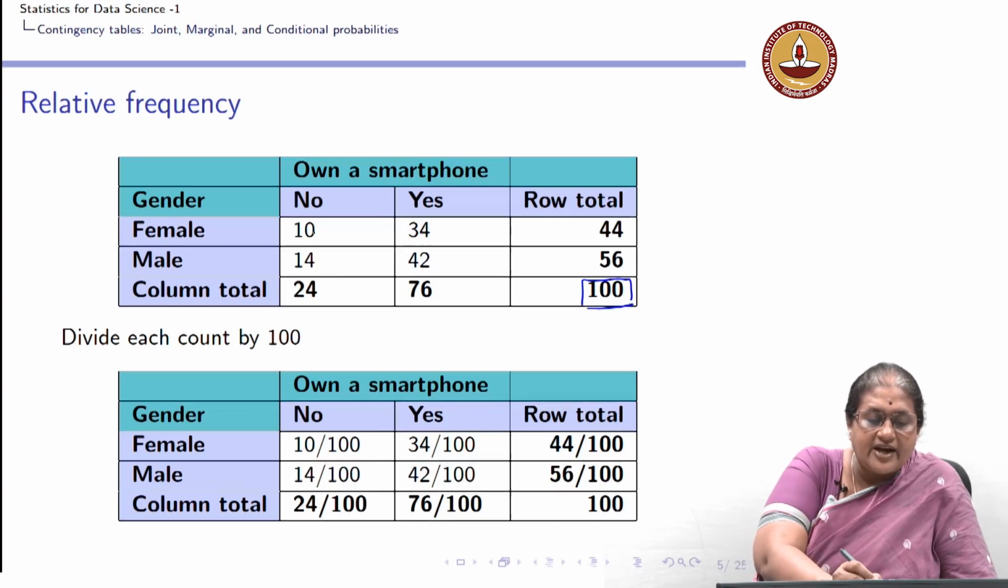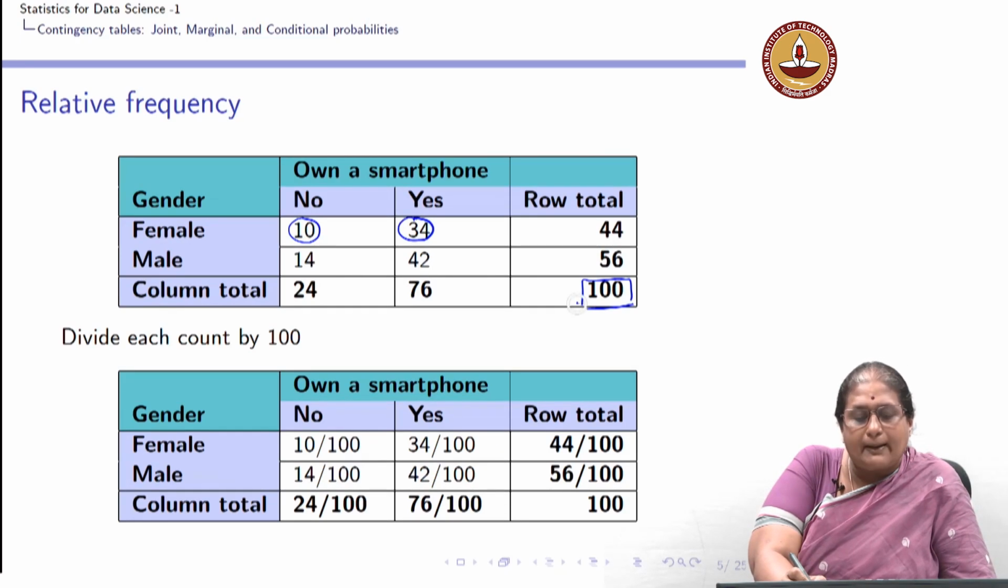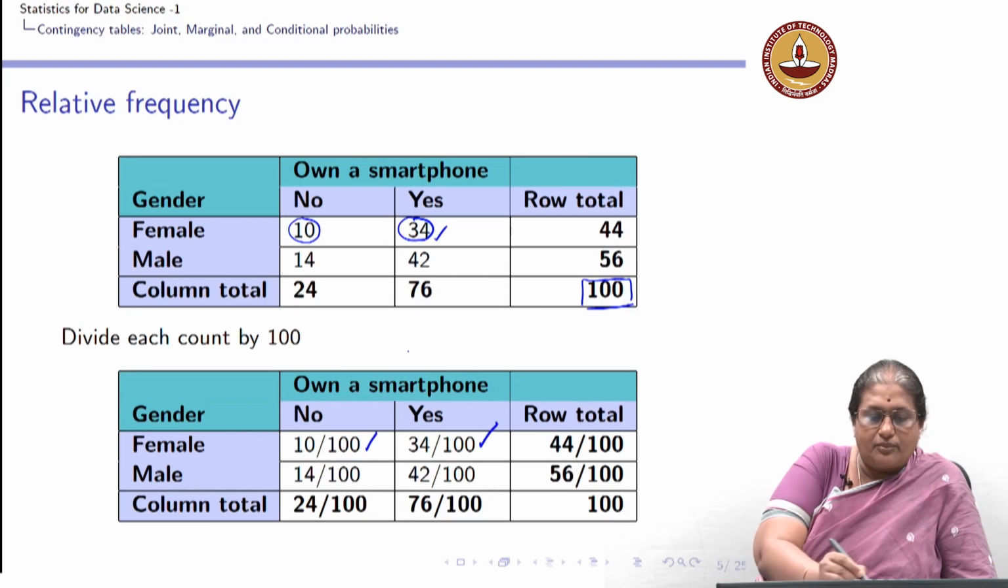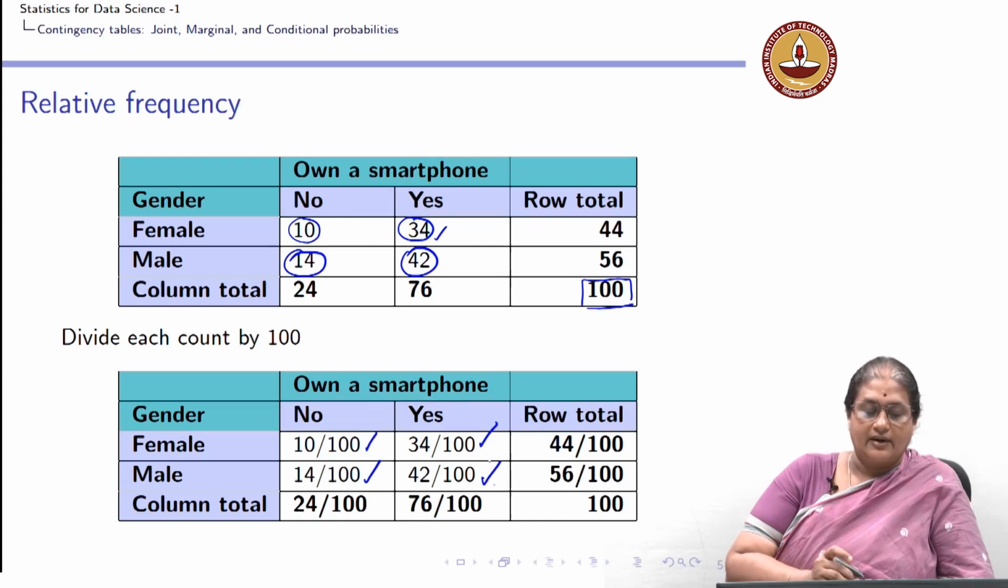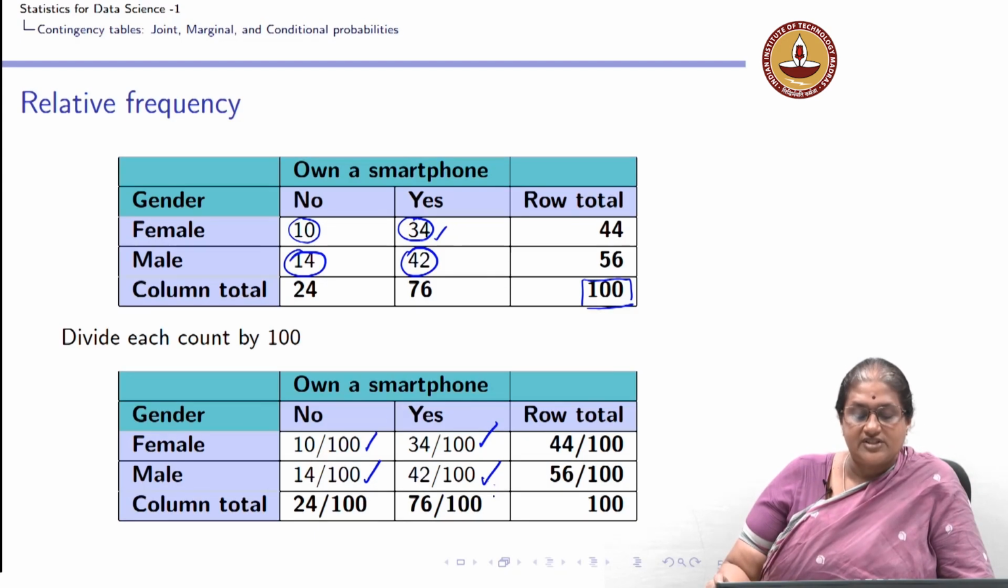I divide each one of the entries in the table by this total number of participants. So, I get a 10 by 100, I get a 34 by 100, I get a 14 by 100 and I get a 42 by 100. So, these are my relative frequencies.